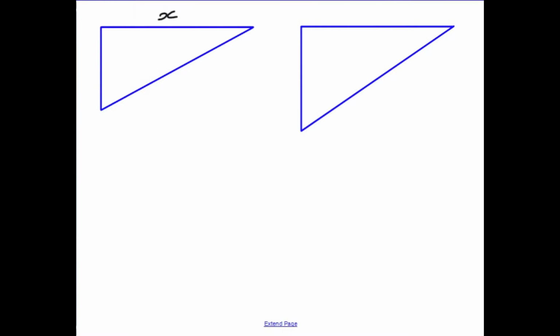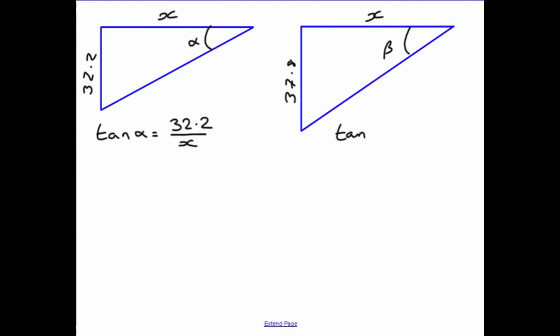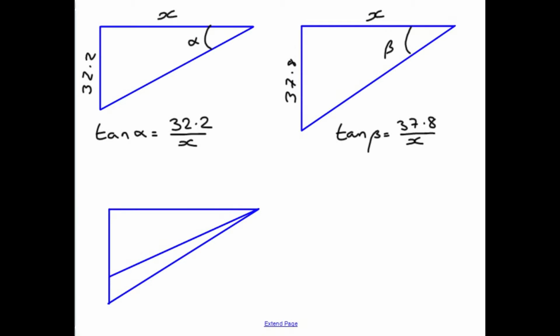I've drawn those two triangles here and put on the necessary measurements. I've called the angle in the first triangle alpha and in the second triangle beta. Now the angle that we're trying to maximize here is theta, which is equal to beta minus alpha.